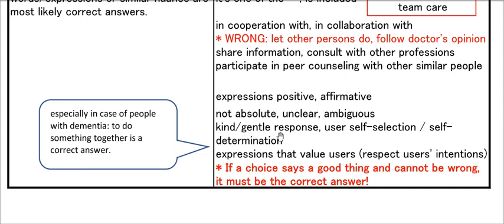Kind and gentle response, of course. User self-selection, self-determination. These are good. Expressions that value users, respect users' intention. These are good. Especially in case of people with dementia, to do something together with the user is a correct answer. No? Repeating: if a choice says a good thing, it cannot be wrong. If you think so, it must be the correct answer. Okay.